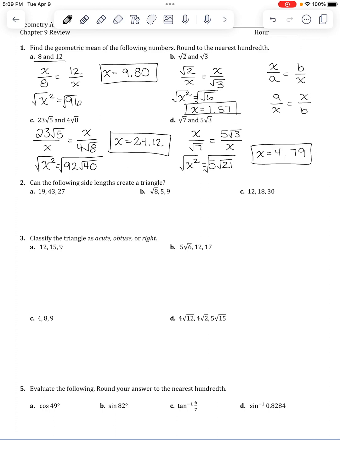To determine if a triangle is possible, essentially what you need is the 2 smallest sides to add up to something bigger than the third side. So I have to identify which side would be my largest side first, add the other two, and 19 plus 27 is 46, and check, is that bigger than the third side? 46 is indeed bigger than 43, so yes, the triangle is possible.